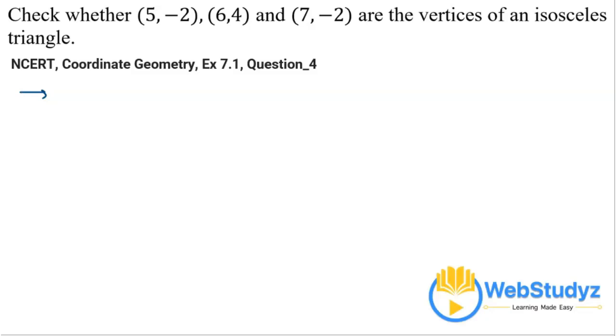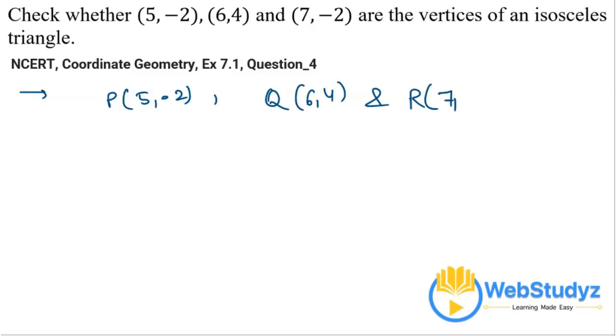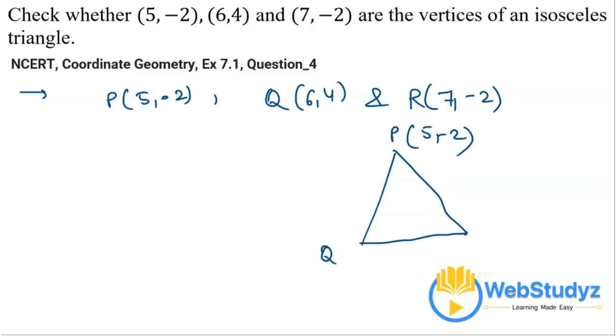In an isosceles triangle, any two of the three sides are equal. In order to prove that it is an isosceles triangle, we have 3 points. Let's say point P is (5, -2), point Q is (6, 4) and point R is (7, -2). Let's say this is our triangle. This is the point P, which is (5, -2). This is the point Q, which is (6, 4). And this is the point R, which is (7, -2).